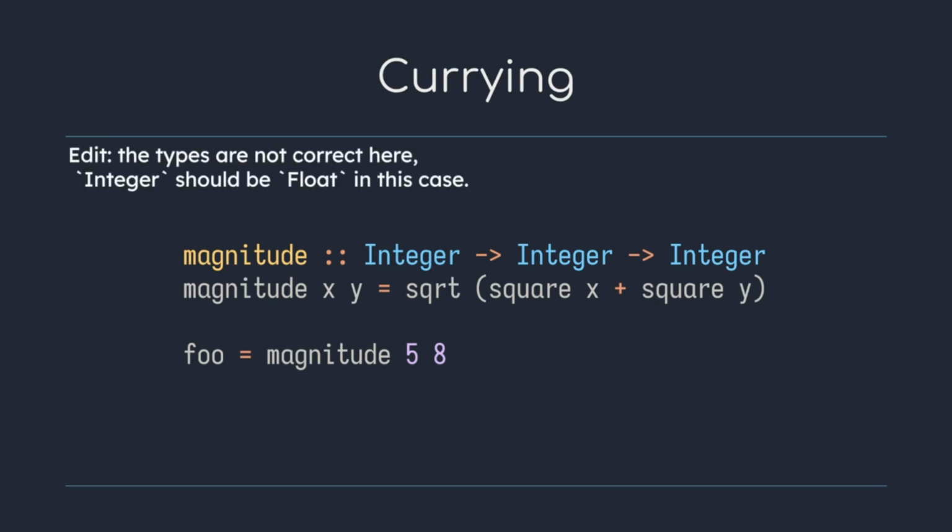In this case, foo would just be our return value. So what happens when we don't provide the second argument, 8? Interestingly, we don't get a compiler error. This is because foo has now become a function, and this is its type.